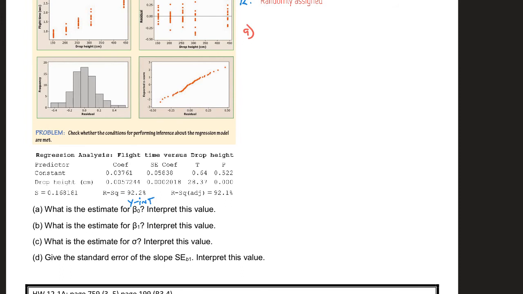So the y-intercept, that's the coefficient of the constant. And we would interpret it by saying when the x is 0, the y is this much. So when a helicopter is dropped from 0 centimeters, we would predict, remember to have the word predict, that it would take negative 0.03761 seconds to land. Maybe a side note, this is nonsensical in the context.